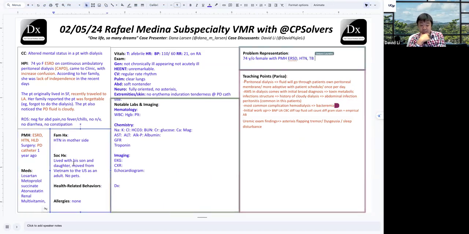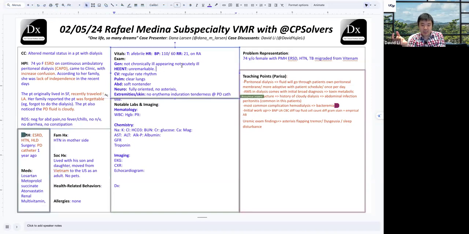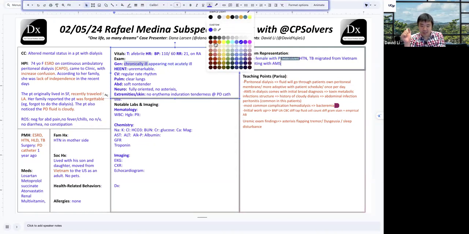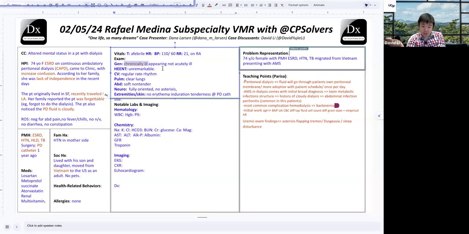The review of systems is negative for constipation, which is very helpful, particularly in PD patients. Constipation is the most common cause of inadequate peritoneal dialysis, just because you need good peristalsis in your gut to have the peritoneal dialysis membrane working well to make sure it's transferring things. So in the absence of that, with cloudy dialysate and altered mental status, peritonitis is the most concerning thing.